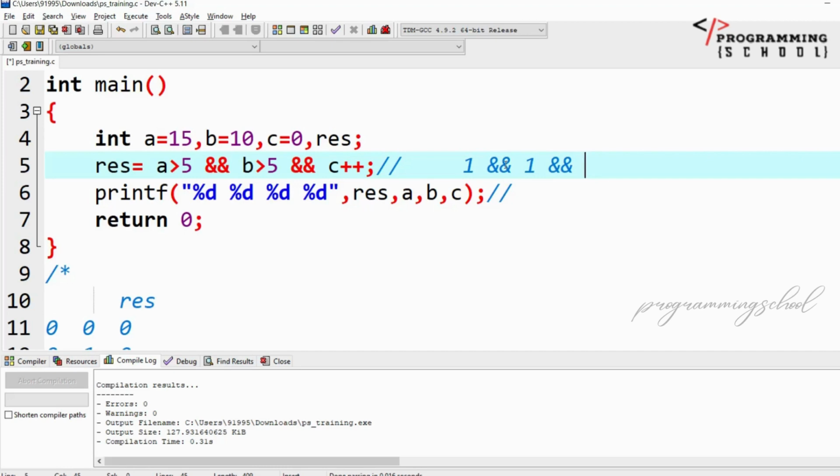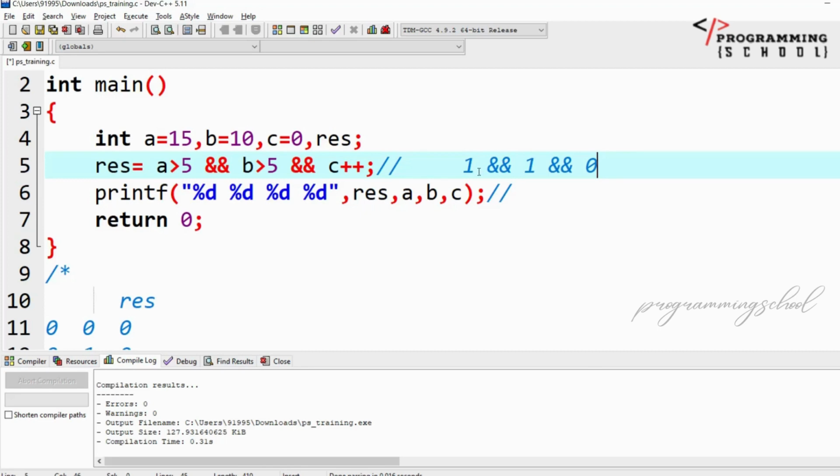Here, C++. C++ means it is a post-increment operator. After this expression, C is incremented, not at this expression. For example, if it is ++C, C is incremented before this, and then I have to consider the incremented value here. But here, what is the C value? The C value is 0 only. Why? Because it is a post-increment operator. That's why at this expression, the C value is 0.